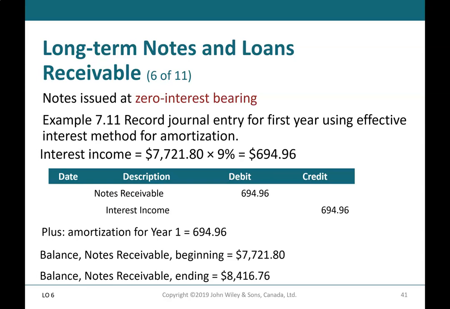Long-term notes and loans receivable, 6 of 11. Notes issued at 0 interest bearing. Example 7.11. Record the journal entry for the first year using the effective interest rate method for amortization. You would debit notes receivable for $694.96 and credit interest income for $694.96. So your current present value is $7,721.8.